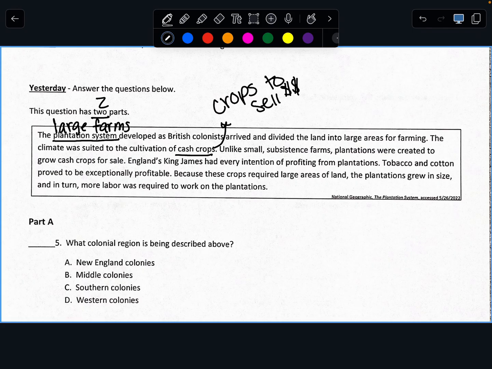England's King James had every intention of profiting from plantations. Tobacco and cotton proved to be exceptionally profitable. Because these crops required large areas of land, the plantations grew in size, and in turn, more labor was required to work on plantations. More labor. Who did we get? There we go. We get slaves. Okay, so we're going to have 2 parts on this one.